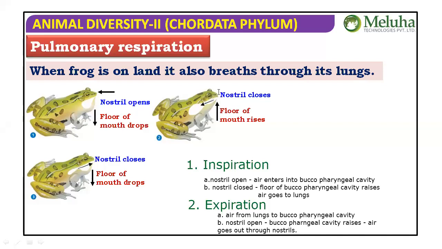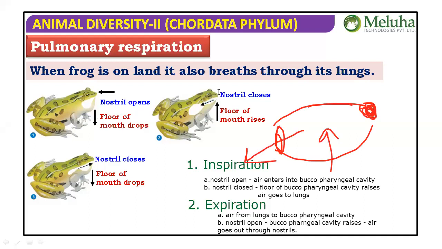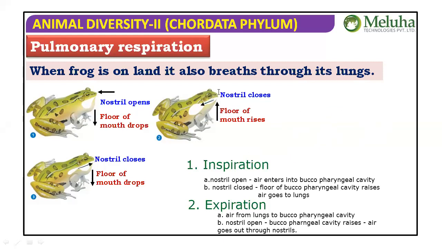There are two openings you have to understand, two openings with two doors. One is the nostril and the other is the glottis. When it is elevated, nostril closed, glottis open: inspiration. When the buccopharyngeal cavity is elevated, nostril open, glottis closed: out. Air goes out from the buccopharyngeal cavity. So that's the story of the respiratory system.